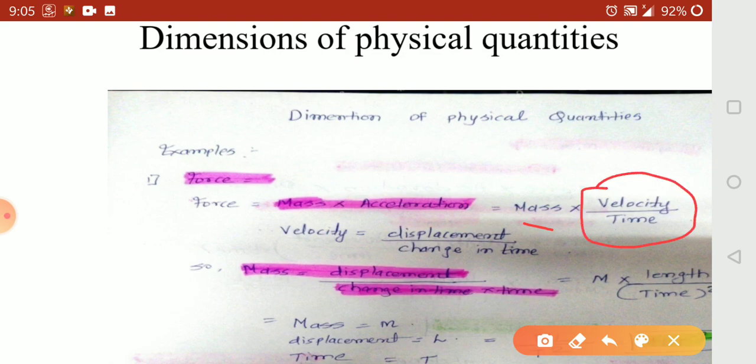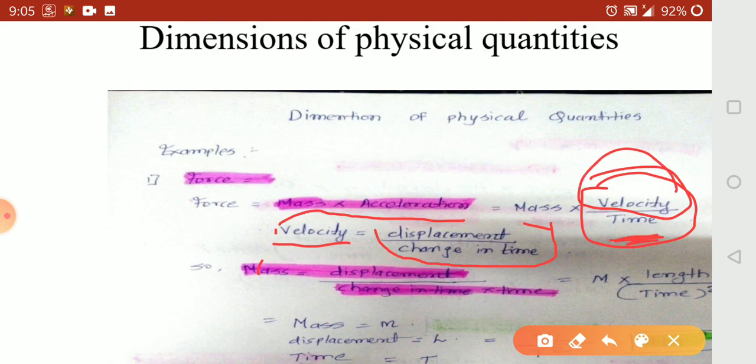So what is the velocity? See properly: the force formula is mass into acceleration, whereas acceleration's formula is velocity upon time, whereas the velocity formula is displacement upon change in time. Displacement upon change in time, into time.